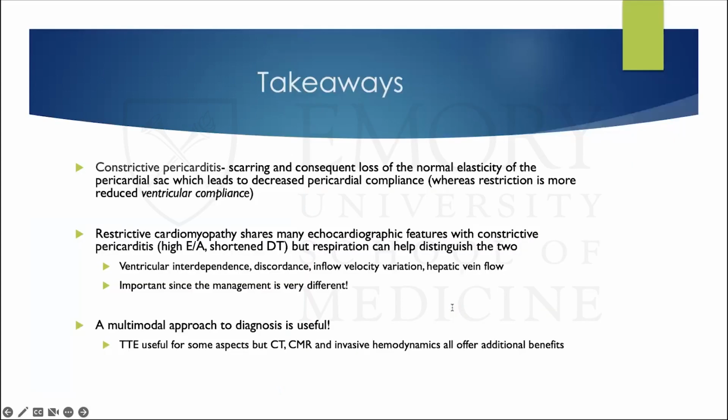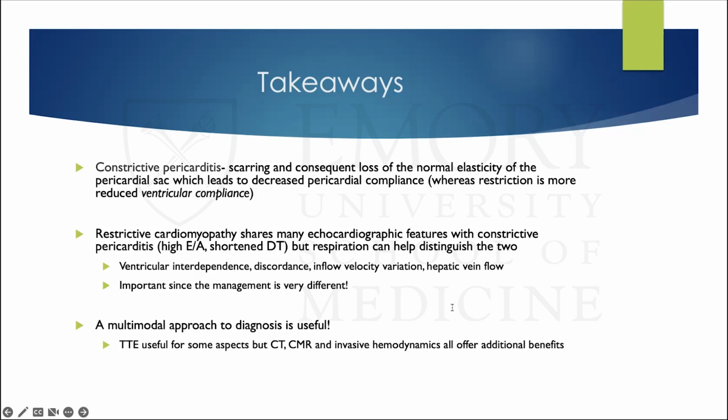So big things I wanted to just take away from this is understanding the physiology behind this. In the disease process with constrictive pericarditis, you're having that scarring, you're losing that elasticity of the pericardial sac, decreased pericardial compliance. Whereas in restriction, you're looking more so at the ventricle. Your ventricular compliance is more compromised. You have many similar features between both, right?